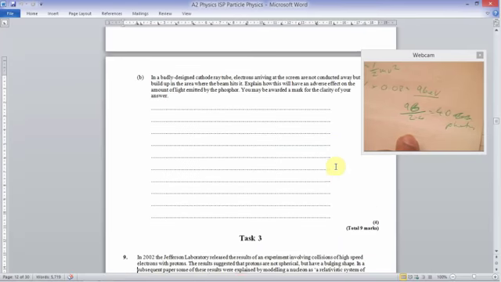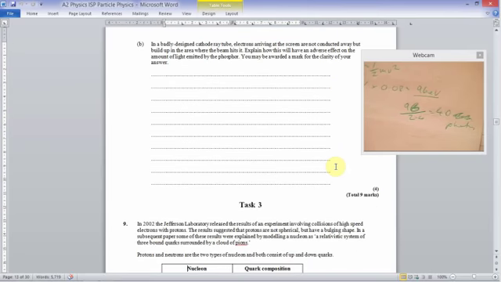B. In a badly designed cathode ray tube, electrons arriving at the screen are not conducted away but built up in an area where the beam hits. That is not good at all. It's not going to produce any decent image. Explain how this would have an adverse effect on the amount of light emitted by the phosphor. You may be awarded a mark for the clarity of your answer.